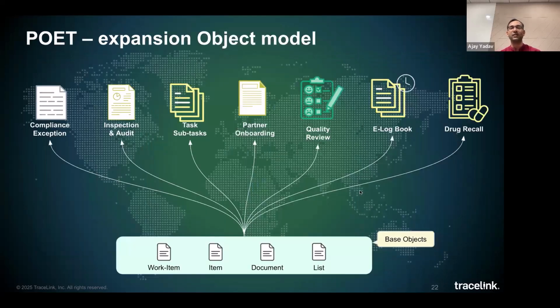If I now put up a visual presentation of how you can use Poet as a toolbox to really digitize, this is what it looks like. Using the base objects that are there, you can build any of the processes like complex exception, inspection and audit, task subtask, partner onboarding, quality review, e-logbook, drug recall. All of those people processes you can now build using these base objects. And that is something we're going to see in the following slides as well.